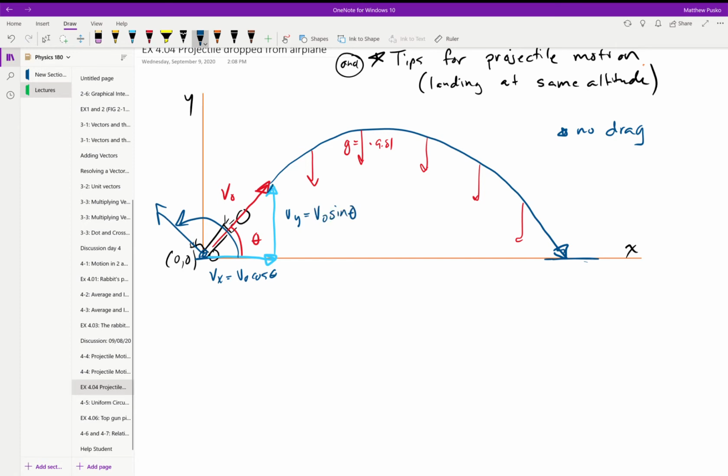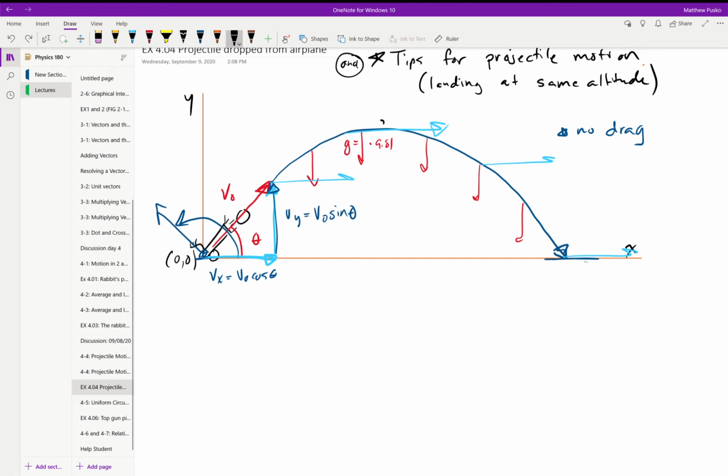Alright, we have to do that because we have to analyze motion separately, like I said, because the velocity is going to remain constant in the x direction. So this blue vector is going to stay the same length. That's because there's no drag, nothing's slowing it down. But we have Earth down here pulling us with a constant value of negative 9.81. So, I just wanted to show you some tips on how to get some basic stuff from this.